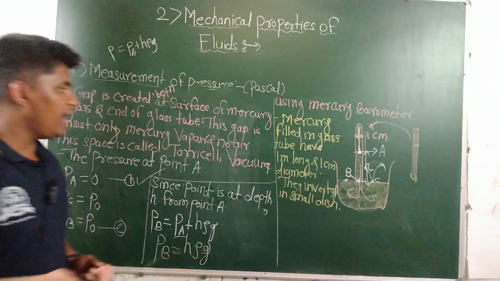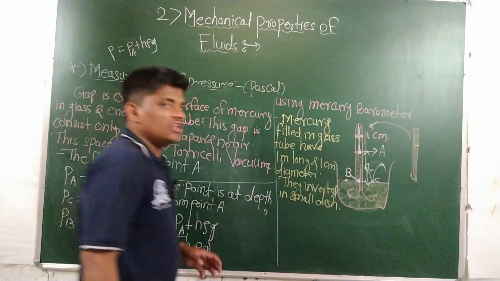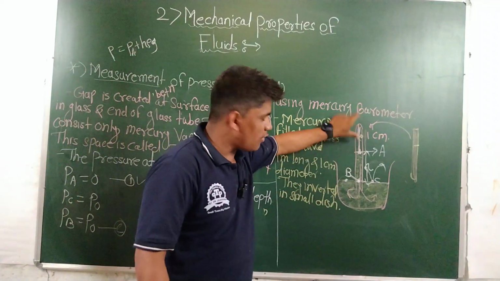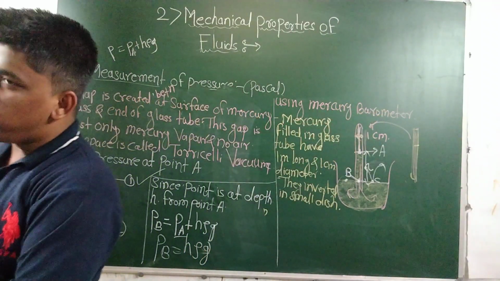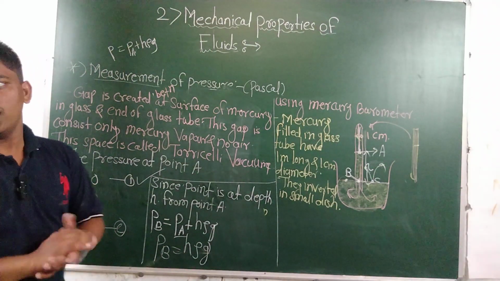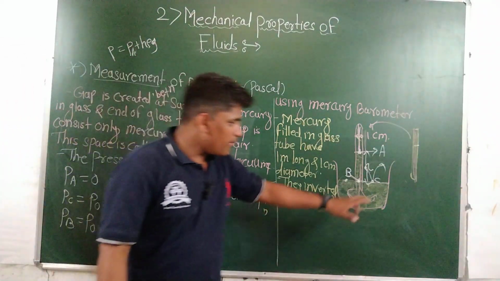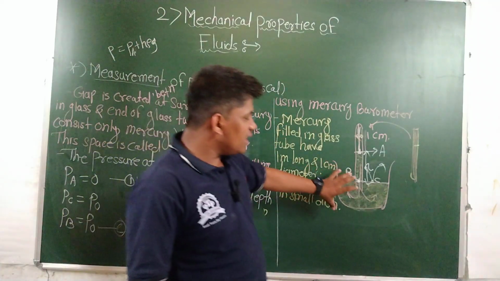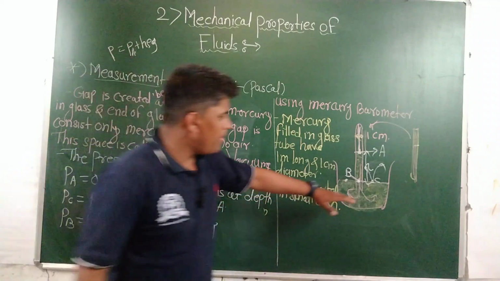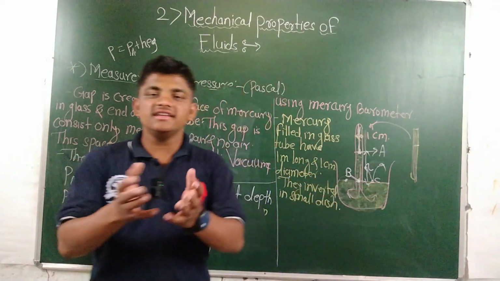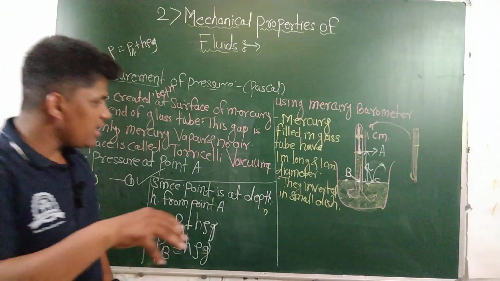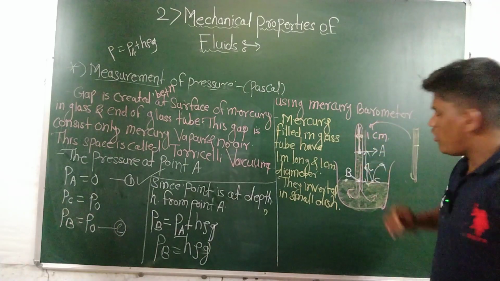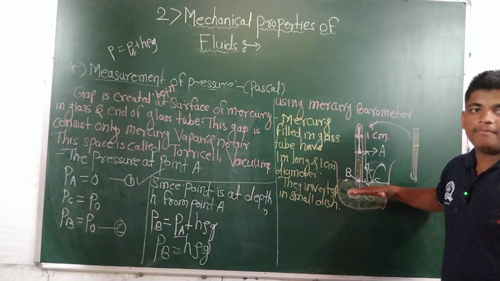The pressure at the upper end, at this place, must be zero, because the pressure of a vacuum must be zero. The pressure acting here is only that of the vacuum, all right. Then P of A is equal to zero. For a point C, which is on the surface of the mercury in the dish and open to the atmosphere, the pressure at point C is atmospheric pressure, P of C is equal to P0. The atmospheric pressure is the same for point B because they are at the same horizontal level.